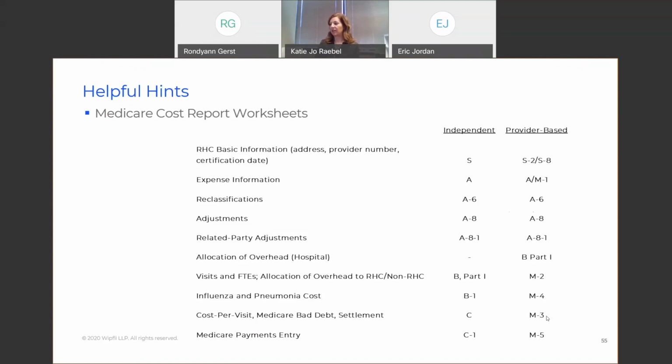And what parts were that settlement? Well, of course, our cost per visit. We can look at our cost per visit on these worksheets. What amount of Medicare bad debt did we claim during that year? And we get, again, to our settlement amount. So these are important worksheets to look at.